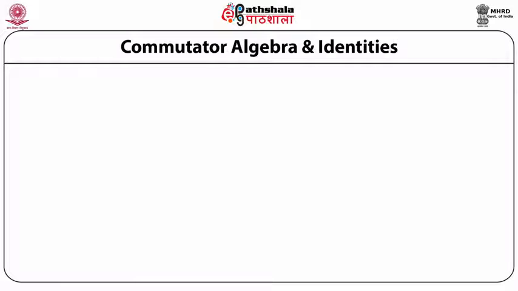Third identity, commutator relation of operator A, commutator relation of three terms, the first term being commutator relation of operator A with the commutator relation of operator B and operator C, plus commutator relation of operator C with the commutator relation of operator A with operator B, plus commutator relation of operator B with commutator relation of operator C with operator A, whole within brackets is equal to 0.